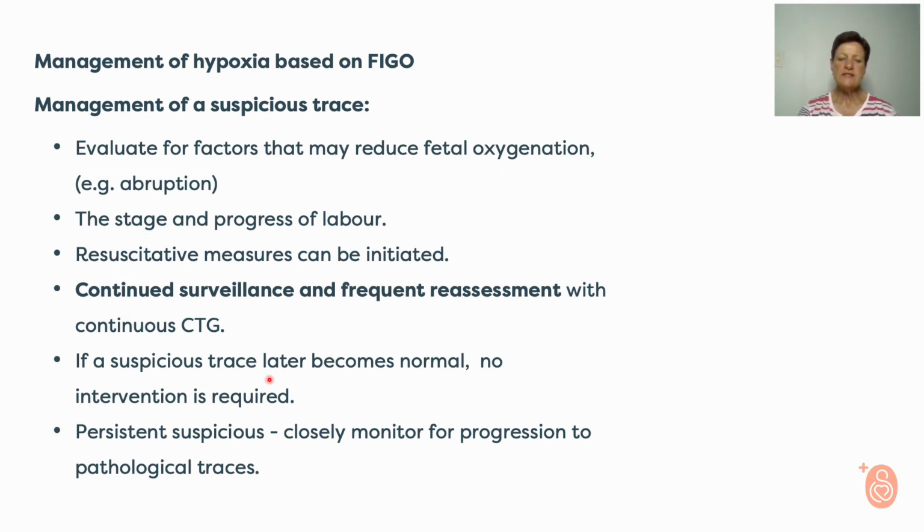If the suspicious trace becomes normal later on, no further intervention is necessary except again to still continue the surveillance and frequent assessment with continuous CTG so that one can immediately see if something goes wrong again. And then obviously if it's persistently suspicious, it might progress to pathological traces, and then the management becomes similar to that of pathological traces.